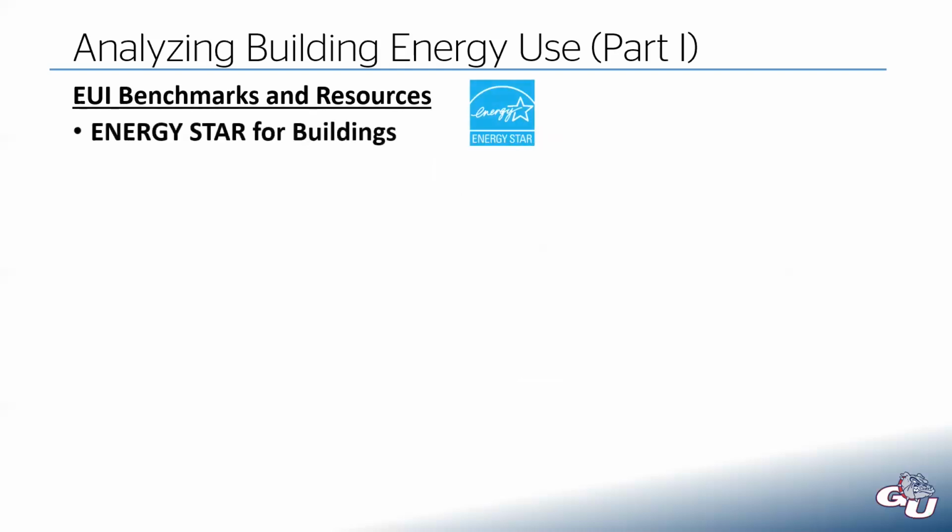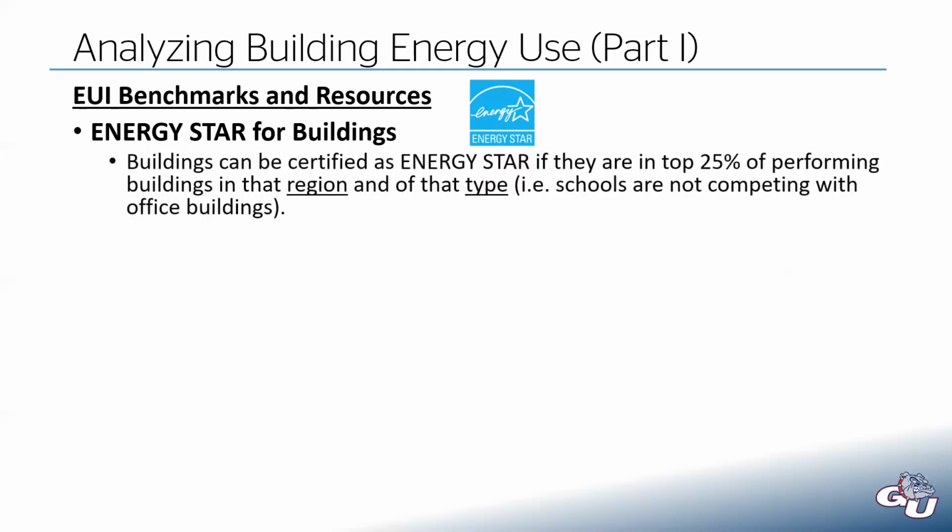The second one is Energy Star for buildings, which you've probably heard of in terms of appliances. You go buy an Energy Star washing machine or dishwasher or refrigerator. Well, they have a similar program called Energy Star for buildings. The way this works is your building gets certified as an Energy Star building if it's in the top 25% of buildings in that region and of that type. So schools are competing with schools, but schools in Washington aren't competing with schools in Florida.